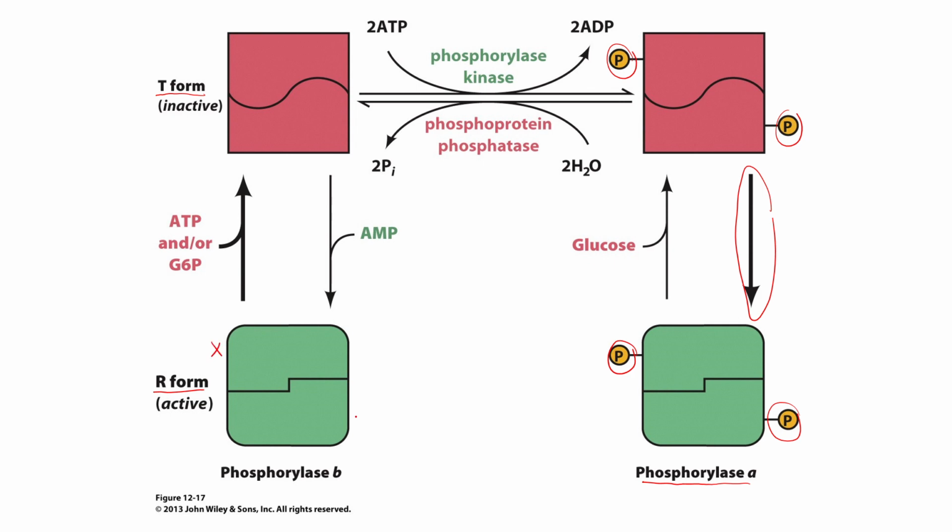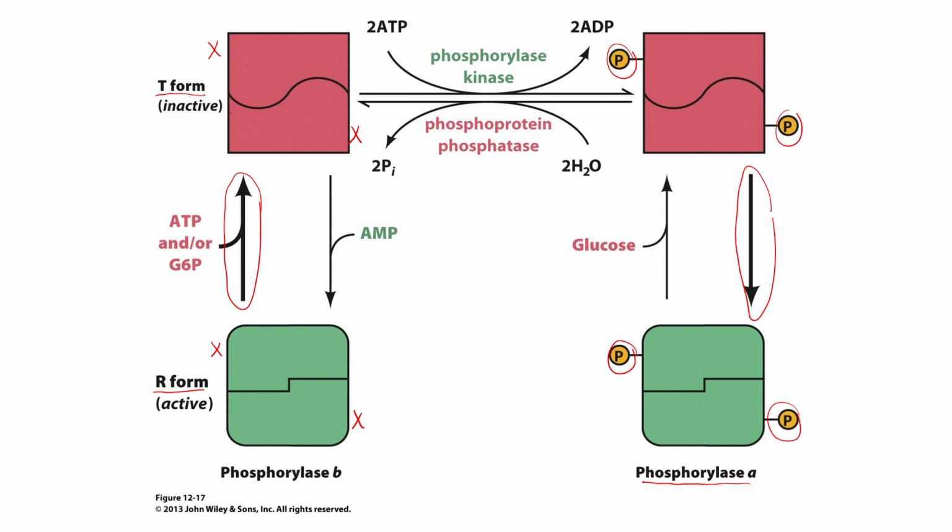On the other hand, we have phosphorylase B. Phosphorylase B is the dephosphorylated form of glycogen phosphorylase. It can also exist in either the T form or the R form. And for phosphorylase B, when it's dephosphorylated, this equilibrium is shifted more towards the T form. So overall, when glycogen phosphorylase is dephosphorylated, it is shifted towards the inactive T form.